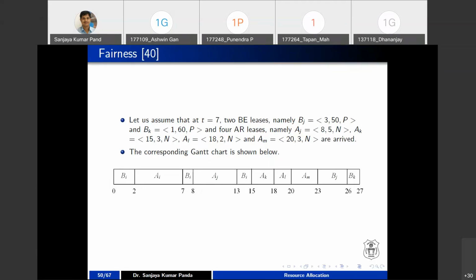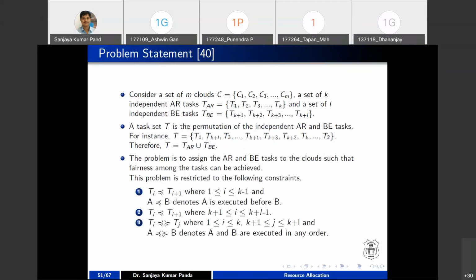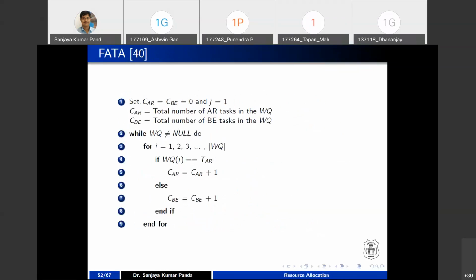This is the typical scenario or motivational example which says you have to do something for your best effort leases in order to avoid them facing starvation. So you can see there is a specific algorithm here. You can go through this algorithm.